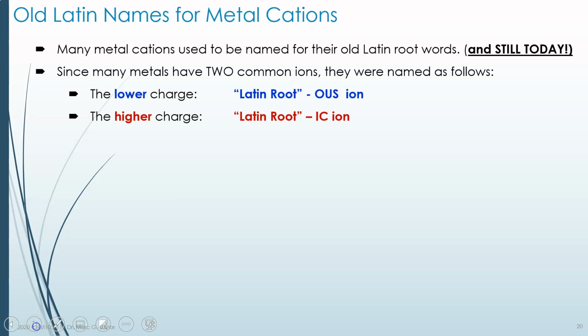So if we have a metal that has two common ions, and many metals have two common ions, iron comes in +2 and +3 typically, though it is found in others rarely. Lead comes in +2 and +4. But the way these were named was you would take the Latin root for that named element, and then add OUS or IC to the end of it to represent the ion. You'd use OUS for the lower charge version of that ion, and the IC suffix for the higher charge version.